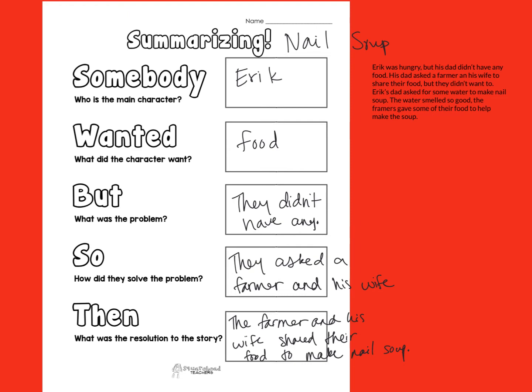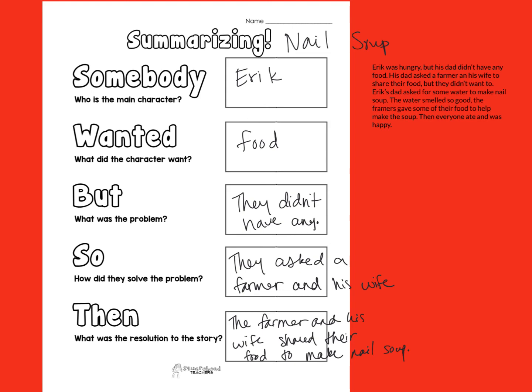So let's see, we have our somebody was Eric, was hungry, but his dad didn't have any food. His dad asked a farmer and his wife to share their food, but they didn't want to. The farmer and his wife shared their food to make nail soup. So the water smelled so good, the farmers gave up some of their food to help make the soup. Then everyone ate and was happy.